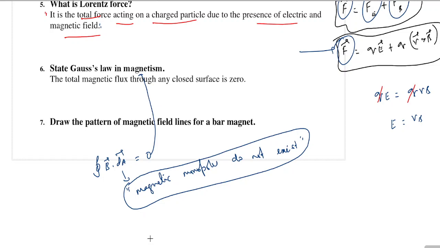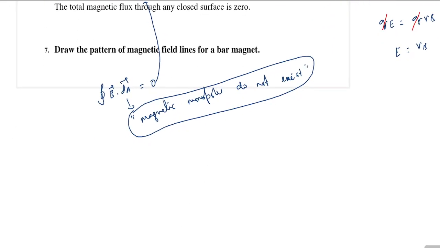To recall what Gauss law in electrostatics is, there it is electric flux, because it is electrostatics. The total electric flux through any closed surface is equal to 1 by epsilon times the total charge enclosed by the surface. This is Gauss law in electrostatics. Even this is a very important statement or question.